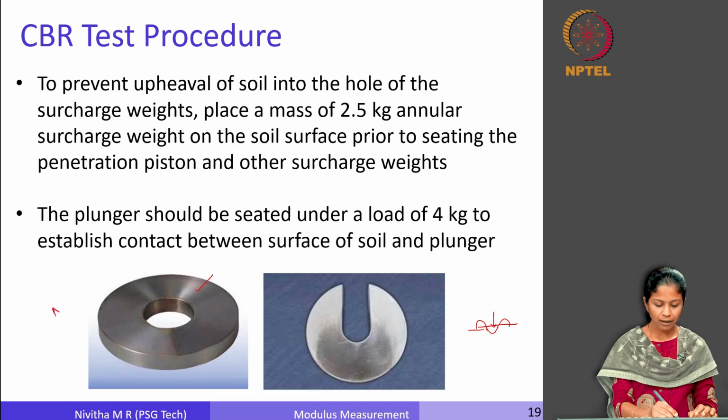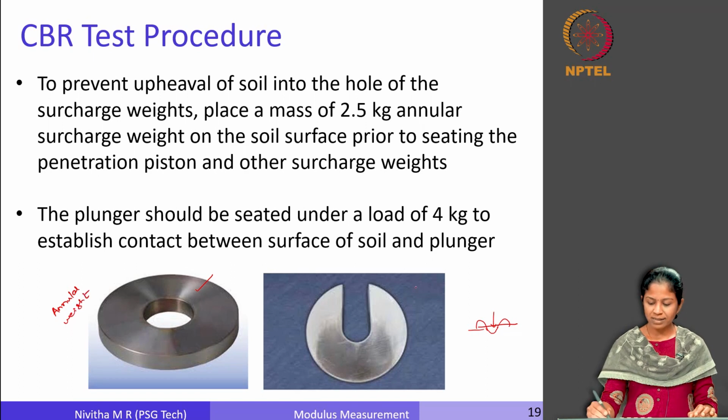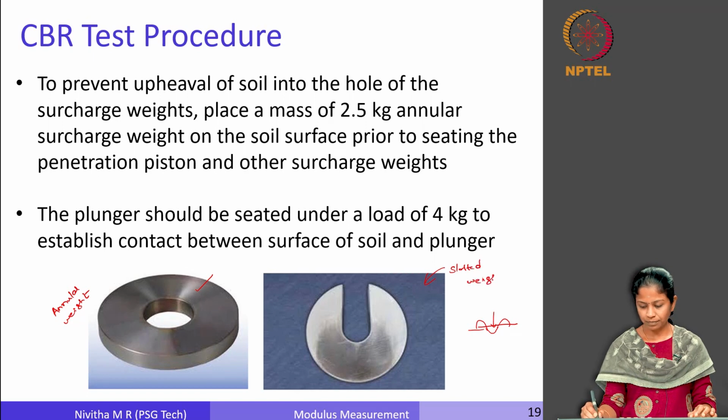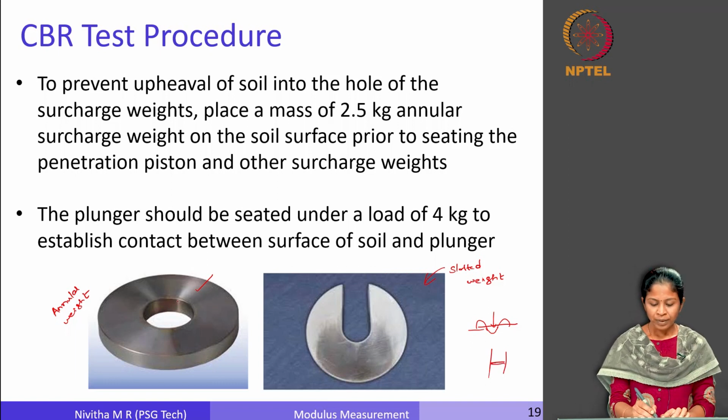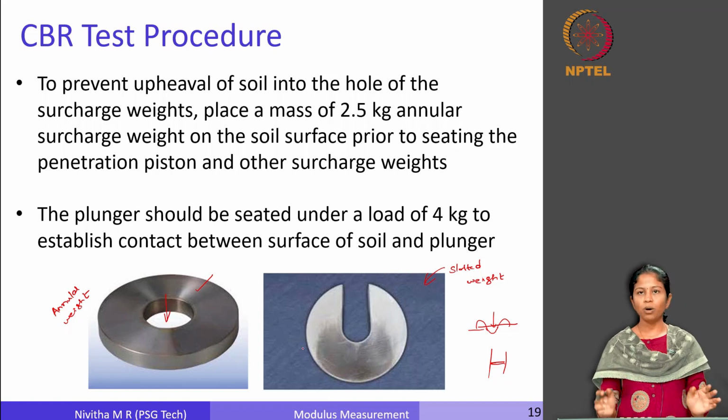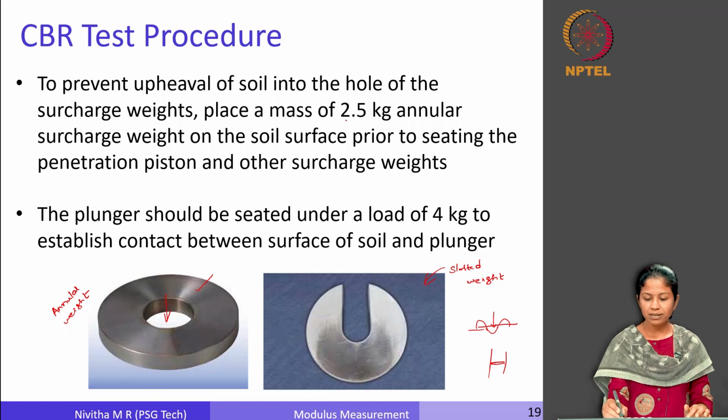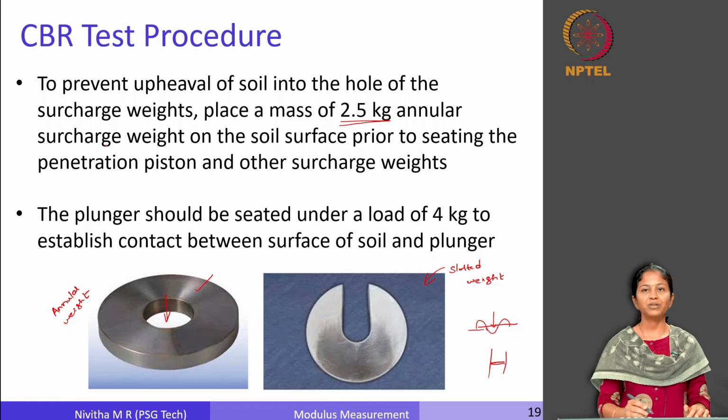This is called as an annular weight and this is called as a slotted weight. So, on the sample we place this annular weight and then we insert the plunger through this. This is just to ensure that there is no upheaval of the soil, right. So, there is an annular weight of 2.5 kg. It is called as a surcharge weight because it is an excess load that we are adding to the sample. You place it onto it and then you can start the testing.